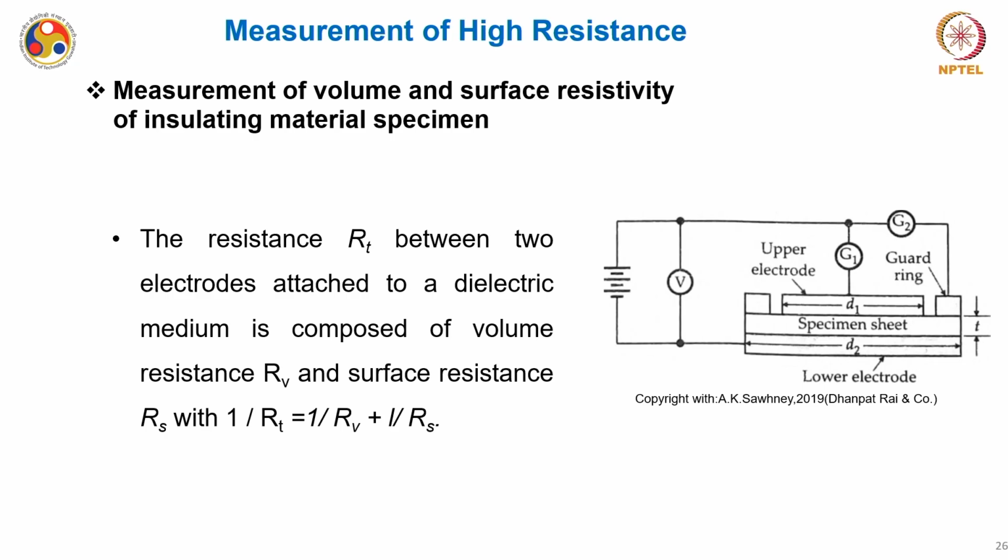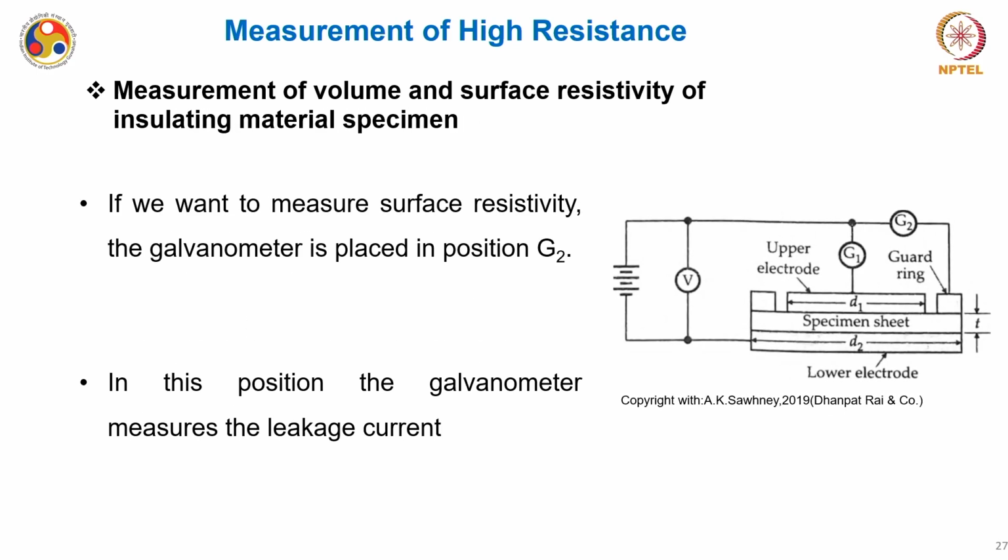So if you want to calculate the resistance RT, it can be given as the parallel combination of the volume resistance and the surface resistance, and you can calculate it as 1 by RT equal to 1 by RV plus 1 by RS. Fine. Now if we want to measure the surface resistivity, the galvanometer has to be placed in the configuration G2, not in G1.